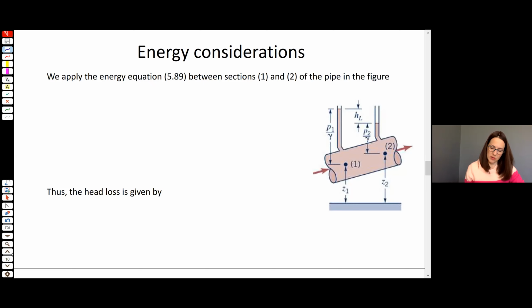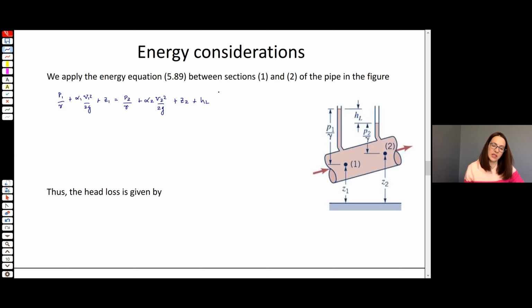So writing down the energy equation between sections 1 and 2 in this figure here gives us the following. P1 over gamma plus alpha 1 V1 squared over 2g plus Z1 equals P2 over gamma plus alpha 2 V2 squared over 2g plus Z2 plus HL, the head loss.